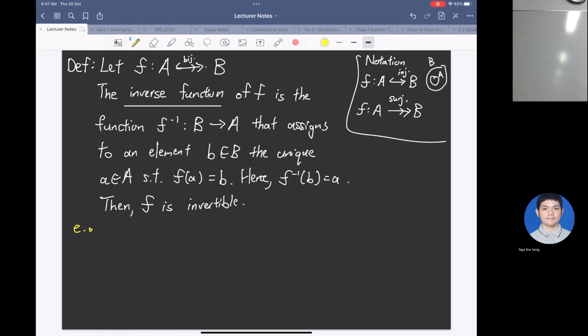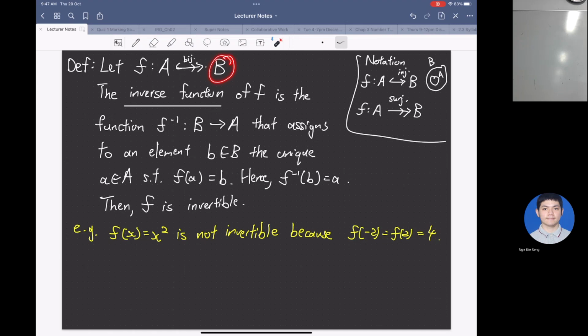So for example, f(x) equal to x squared is not invertible. We cannot define the inverse. Why? Because f(-2) equals f(2), which is 4. So if I give you 4, should I send it back to 2 or minus 2? There's an ambiguity here.